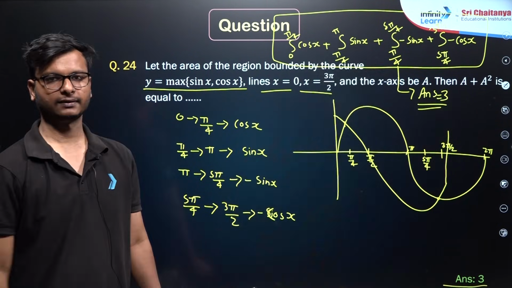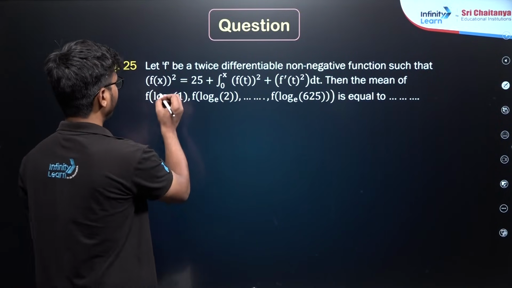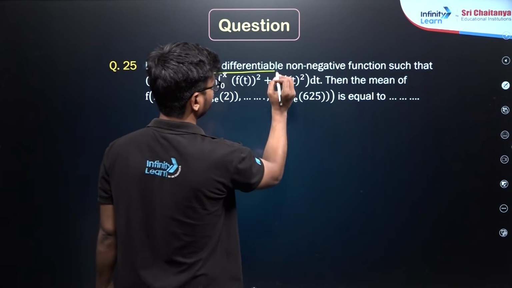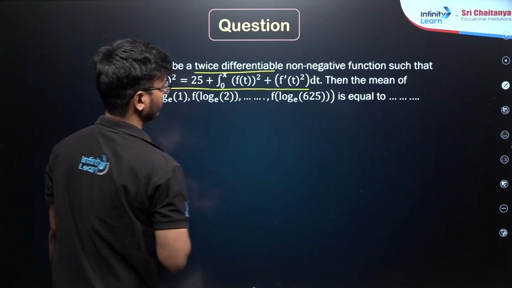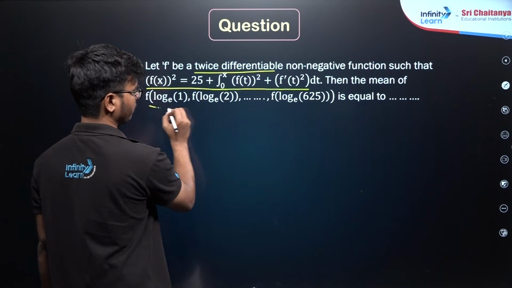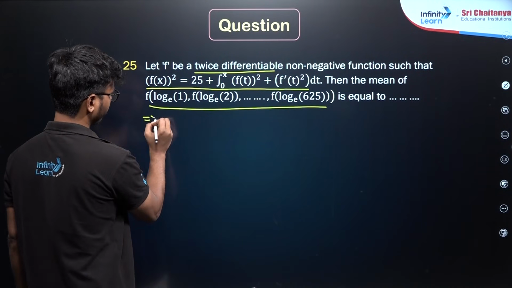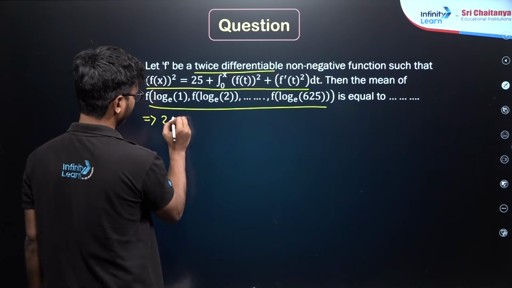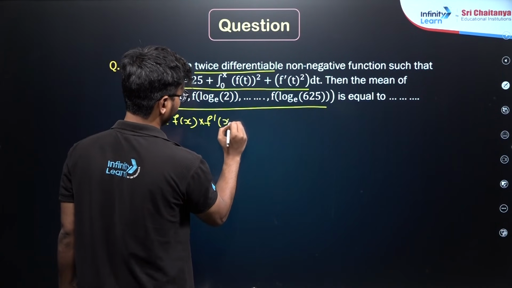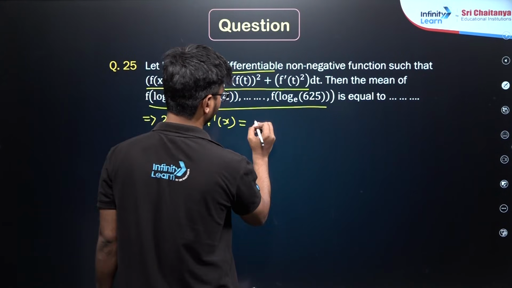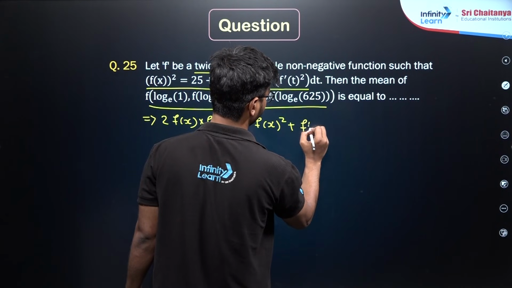Okay, clear? So we have a question: let f be a twice differentiable, non-negative function, such that we are given a function condition, then the mean of this term we have to find. First of all, let's differentiate the given function. When I differentiate, I am going to get 2 times f of x multiplied by f dash of x, and here I am going to get f of x the whole square plus f dash of x the whole square.